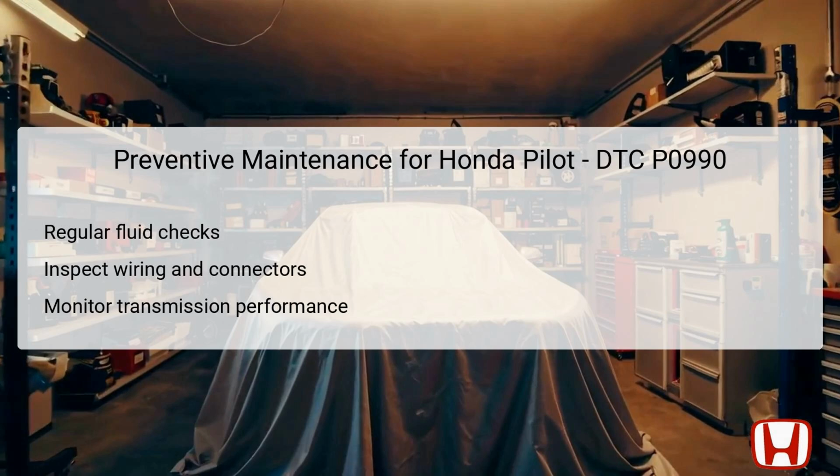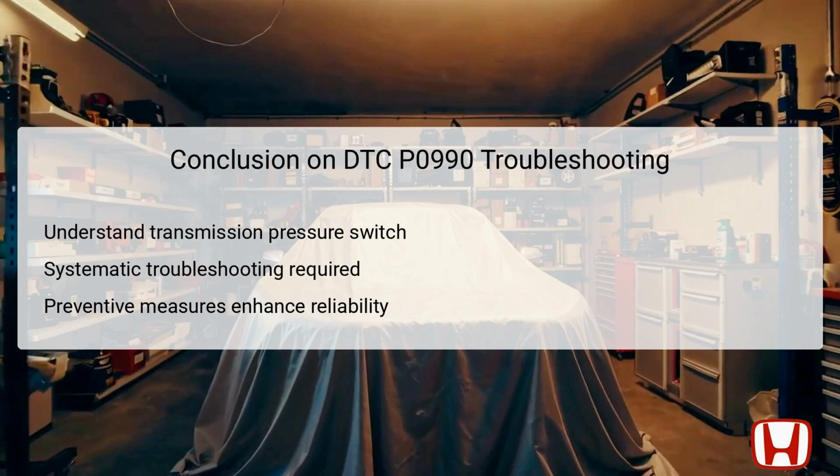By adopting these preventive measures, owners can ensure a more reliable and smooth operating transmission system, minimizing the risk of future diagnostic trouble codes. In conclusion, understanding the implications of DTC P0990 is essential for maintaining the performance and reliability of the Honda Pilot's transmission system. The transmission fluid pressure switch E is a critical component that directs the functionality of the transmission and is key in ensuring smooth gear shifts.